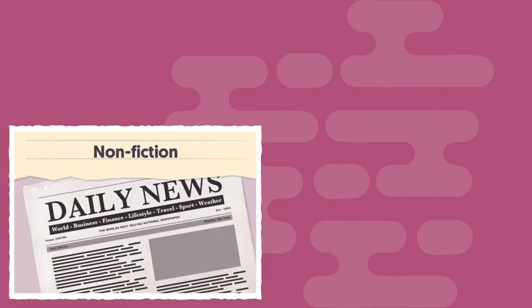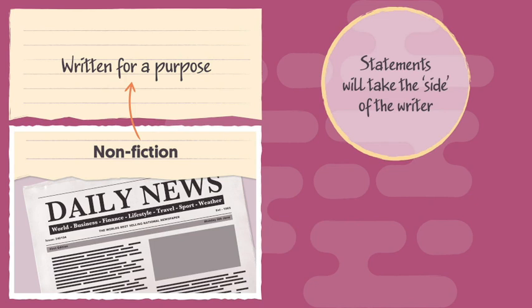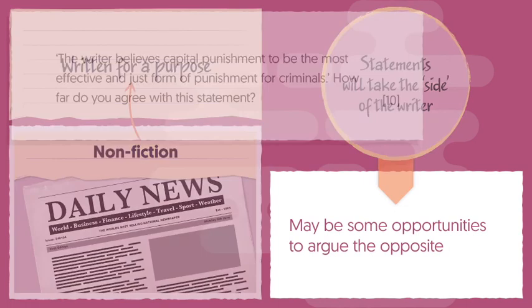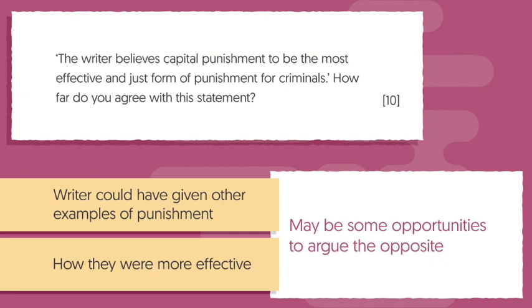Component 2 is based on non-fiction texts, so these texts have been written for purpose, to achieve something. With this in mind, statements will take the side of the writer, and you should side with them too. But remember, there may be a few opportunities for you to argue the opposite and disagree with the statement. For instance, with the second example, the writer could have given other examples of punishment and how they were deemed more effective in some instances.